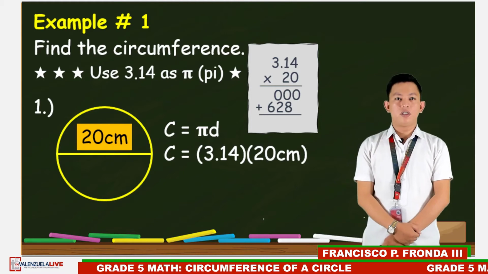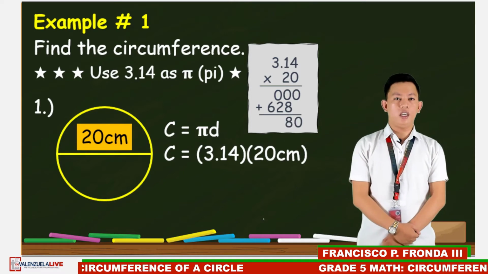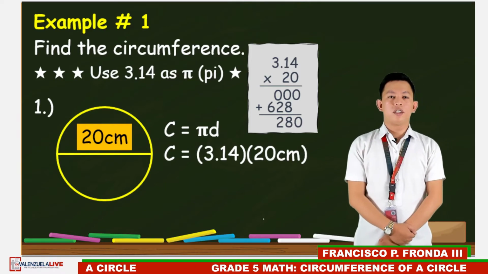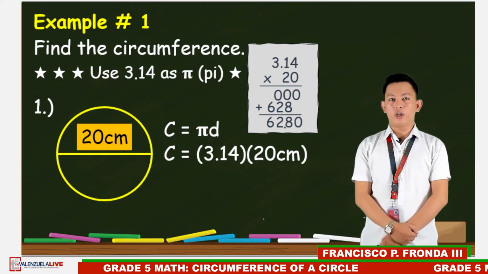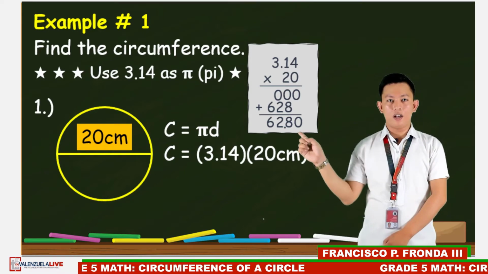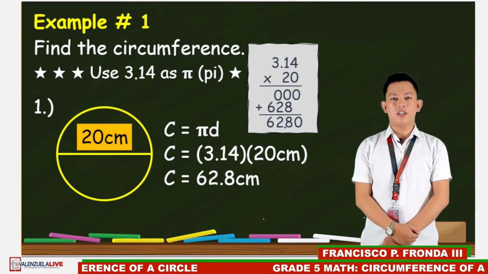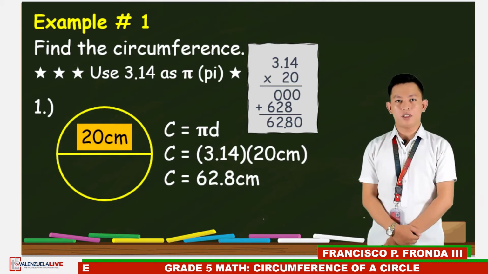Then add. Bring down 0. 0 plus 8 is 8. 0 plus 2, the answer is 2. And bring down 6. Now, take note, we're going to write the decimal point. Therefore, our answer is 62 and 8/10 centimeter.